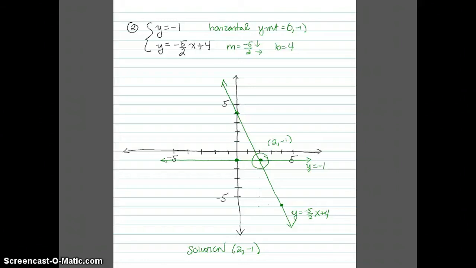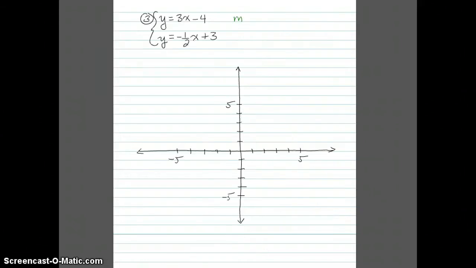Okay, hopefully we're doing okay so far. Let's move on to our last example. The first equation has a slope of +3/1, which means up 3, 1 to the right, and the y-intercept is -4. The second equation has a negative slope, -1/2, which means down 1, 2 to the right, and the y-intercept here is 3.